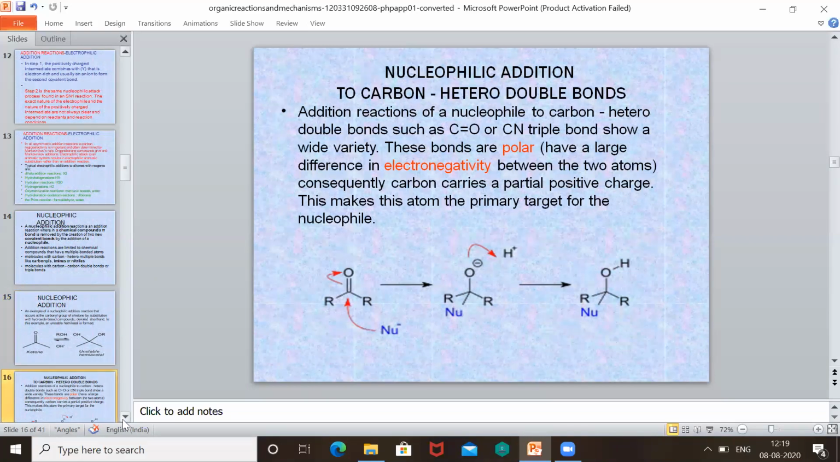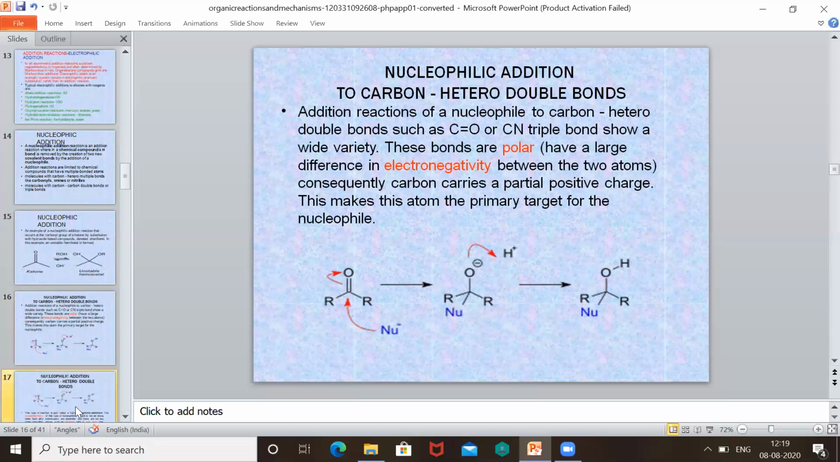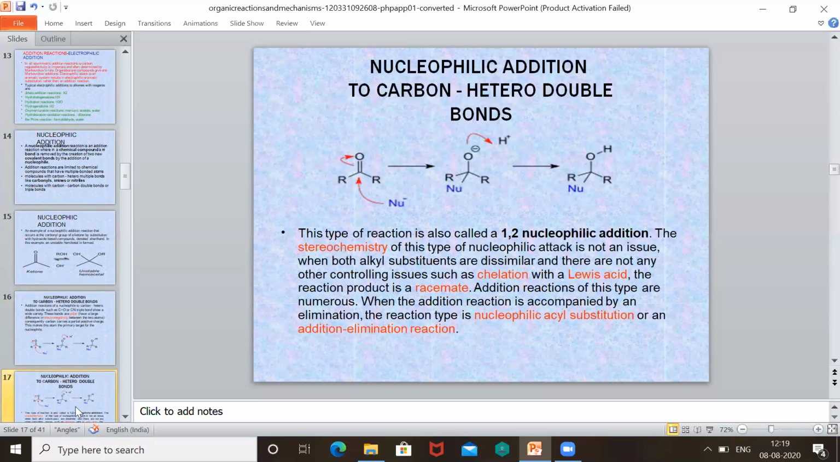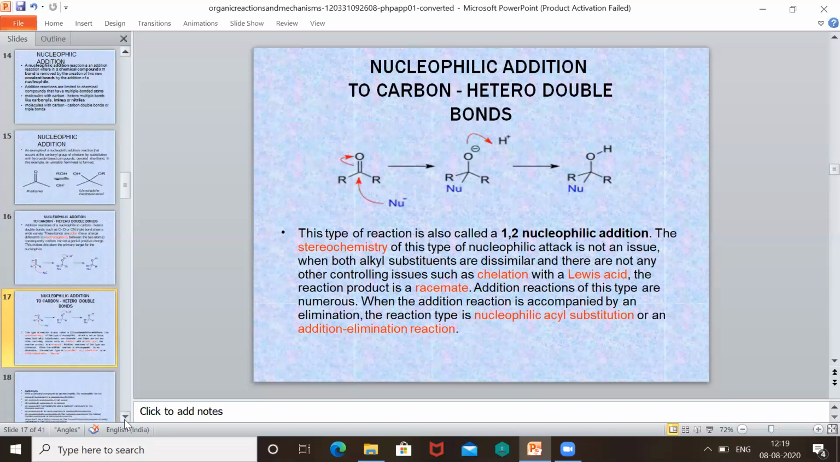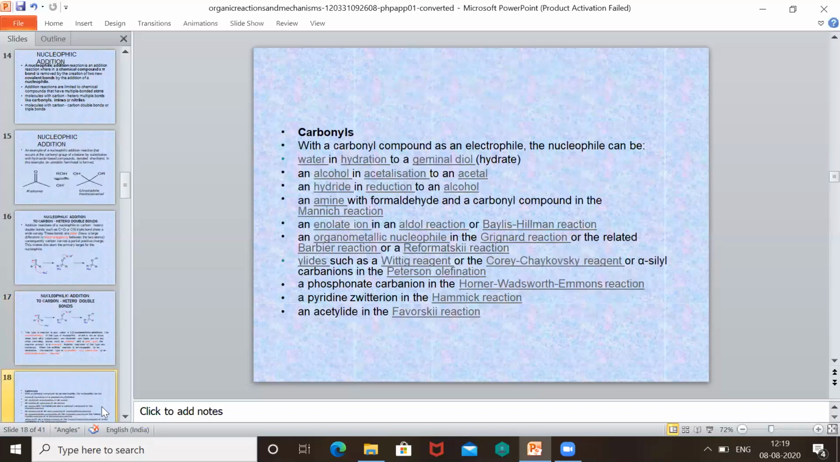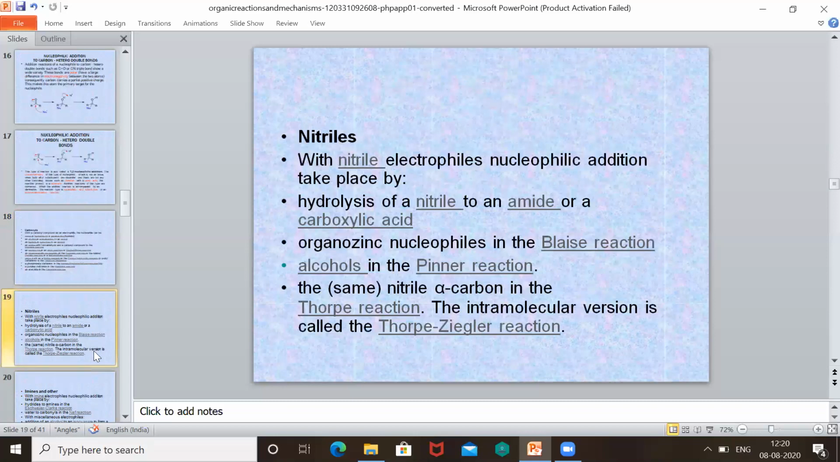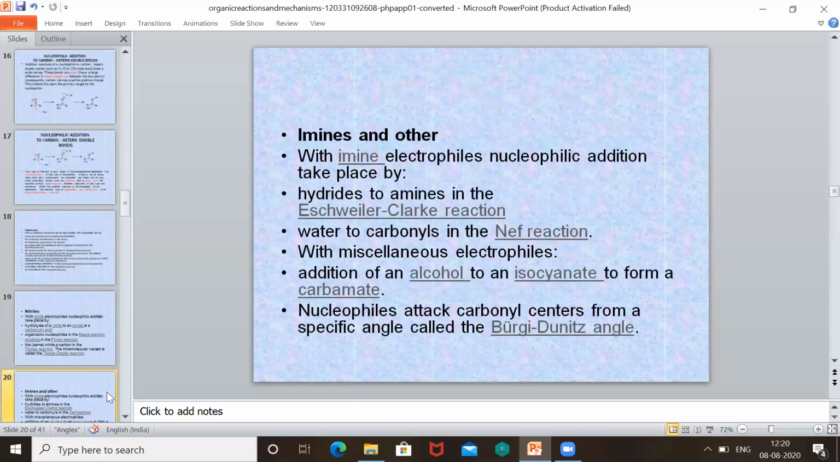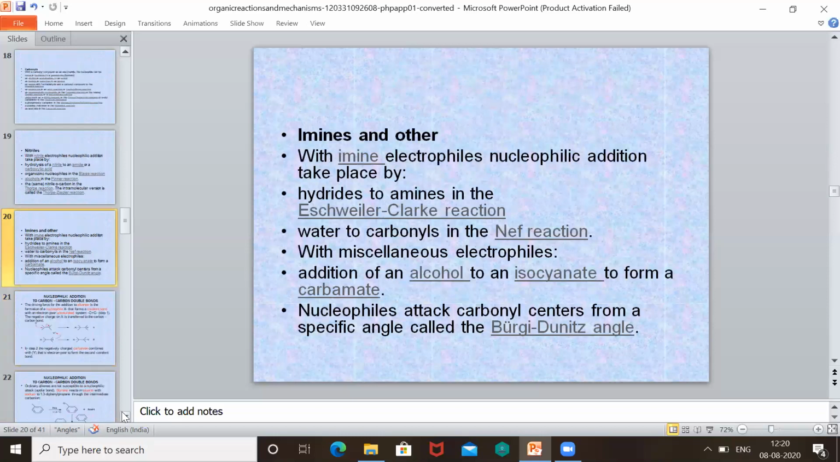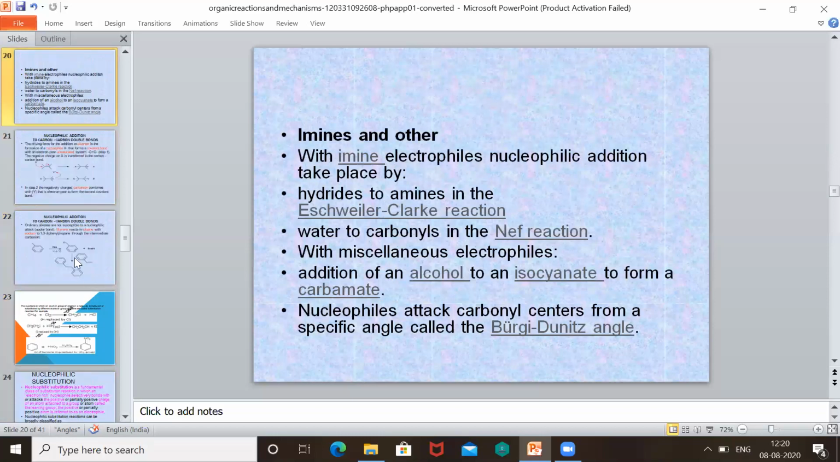In the coming classes, carbon-heteroatom multiple bonds will be studied in detail. Carbonyls undergo this type of reaction. Nitriles, carbonyls, imines, and others, if you just go through these slides.